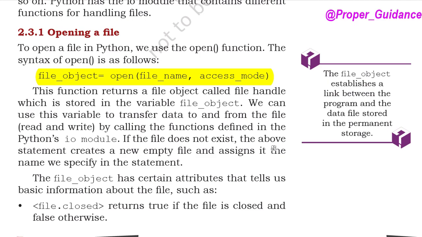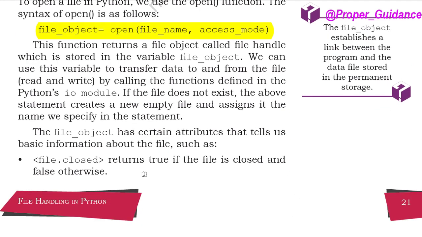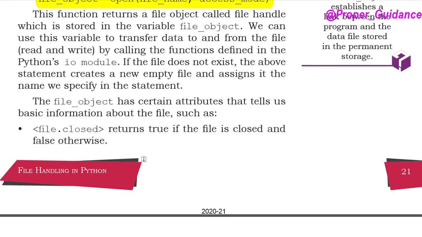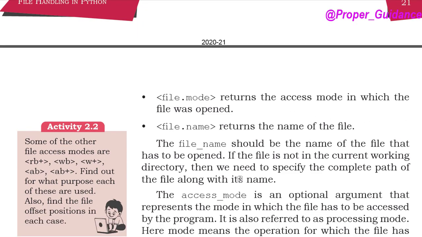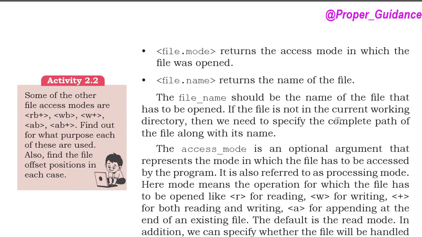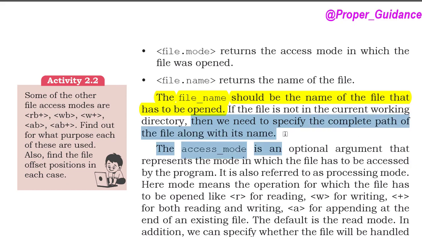If the file does not exist, the above statement creates a new empty file and assigns it the name we specify in the statement. The file object has certain attributes that tell us basic information about the file: file.closed returns true if the file is closed and false otherwise, file.mode returns the access mode in which the file was opened, and file.name returns the name of the file. The file name should be the name of the file that has to be opened. If the file is not in the current working directory, then we need to specify the complete path of the file along with its name.